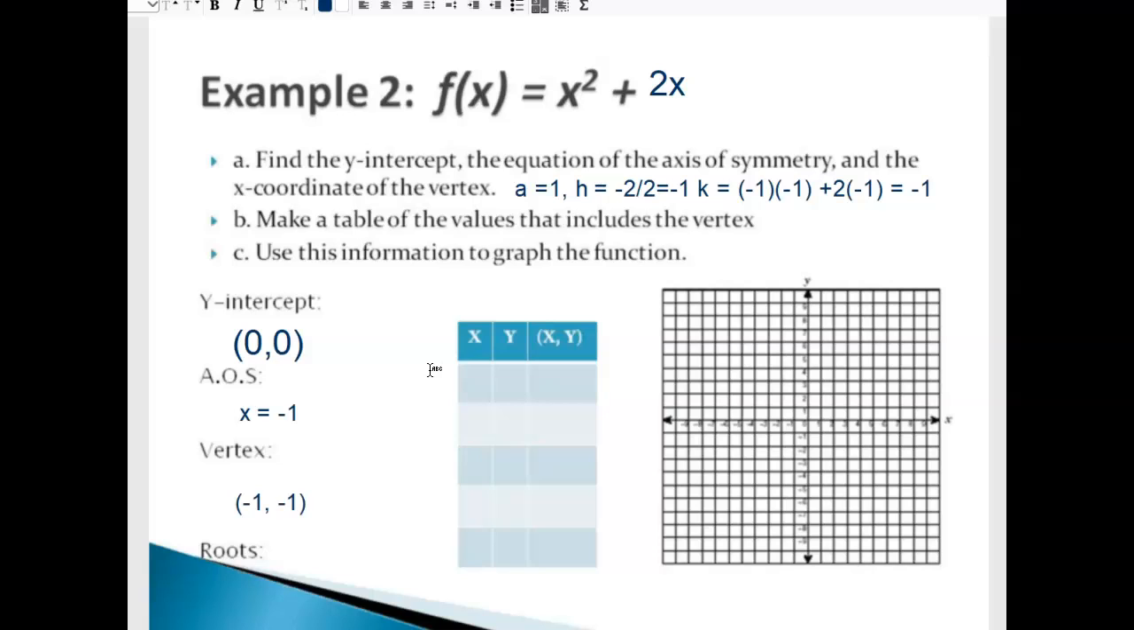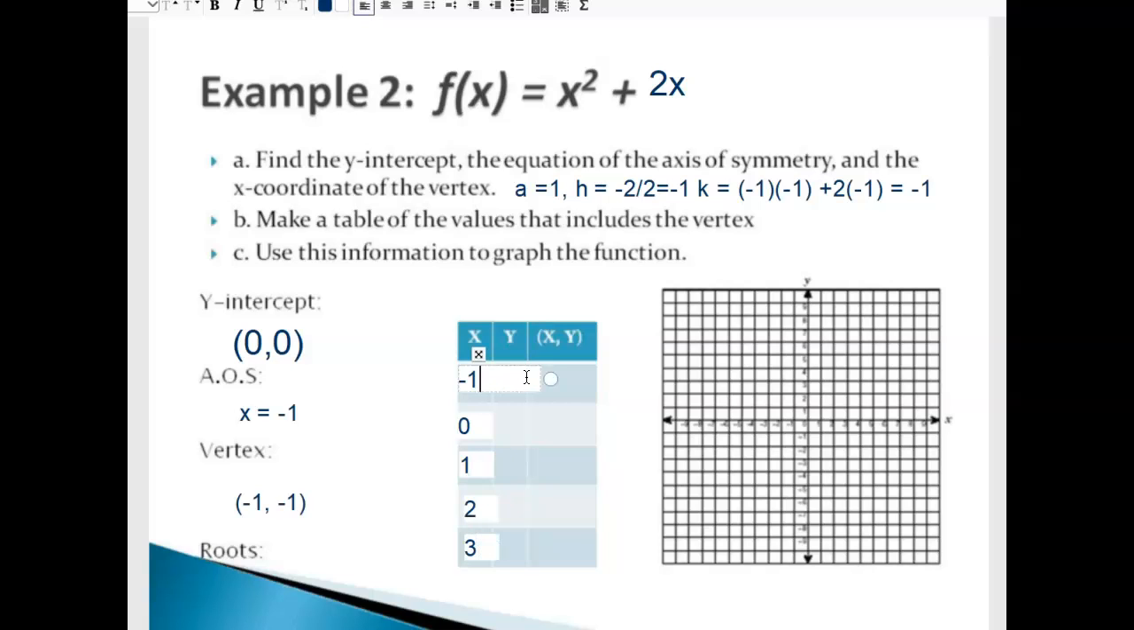So again, it's 0 plus h, so it would be 0 plus negative 1, which is negative 1. And then it is 1 plus negative 1, so 0. And then 2 plus negative 1, so 1. And then 3 plus negative 1. And then 4 plus negative 1.